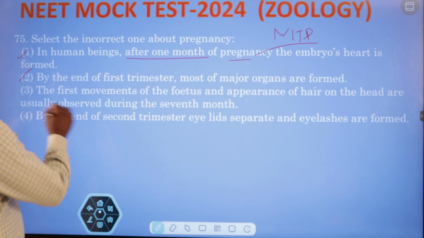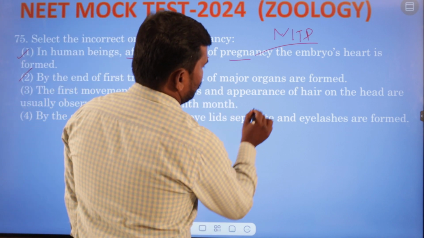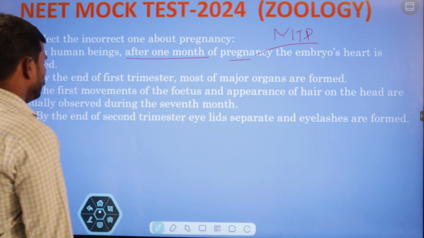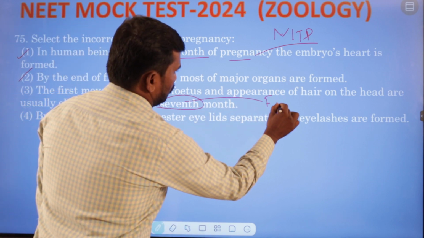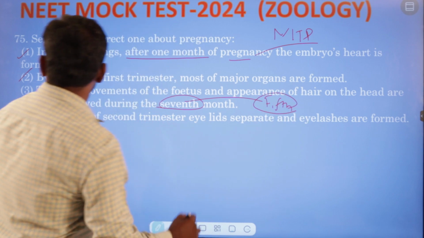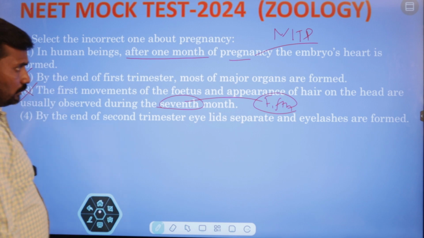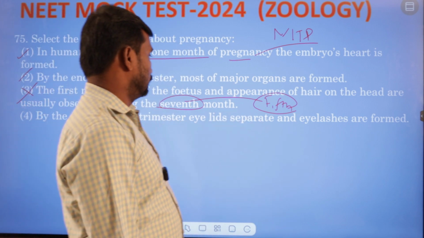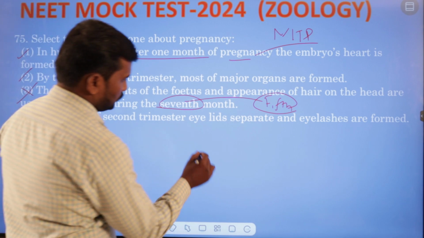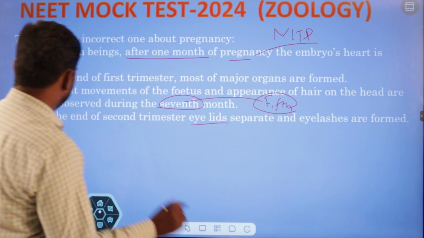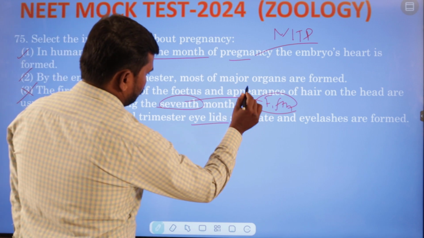The third statement: the first movement of the fetus and the appearance of hair on the head are usually observed in the 7th month. It's not the 7th month; this is mainly observed in the 5th month. So this is the incorrect one. In the 5th month we see the movement as well as the appearance of hair. By the end of the second trimester, the eyelids open and eyelashes form. This is also correct. So the incorrect statement is 3. 3 is the correct answer. Clear?